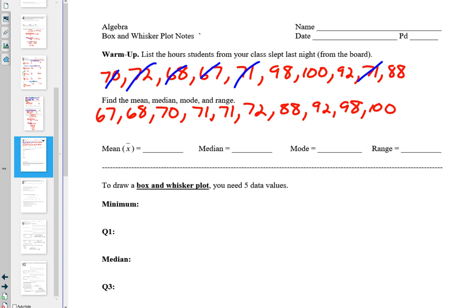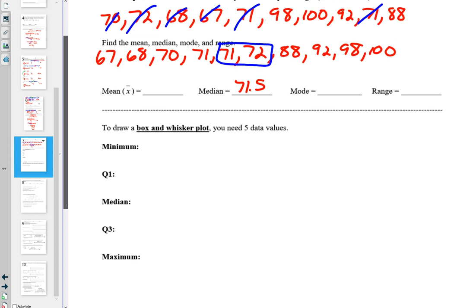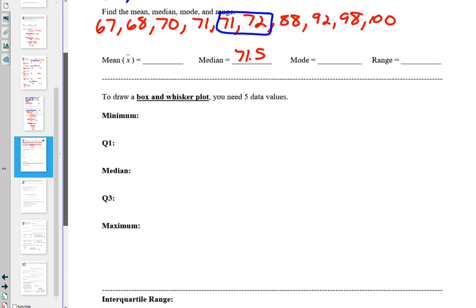So with 10 values, we look in the middle. And for the first time, this hasn't happened today yet, we have two different numbers in the middle. If we add 71 plus 72 and divide by 2, we're going to get a median of 71.5. We can go ahead and fill in this information that's going to help guide our box and whisker plot.